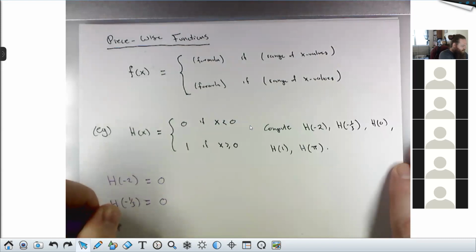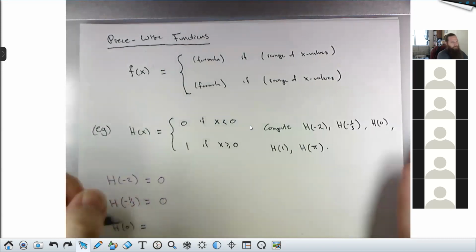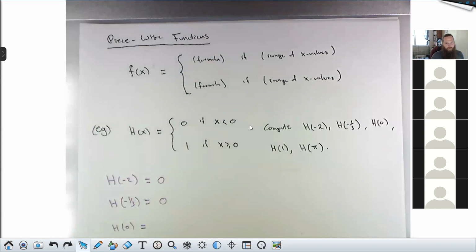Okay. Next one we wanted was h of 0 itself. What is h of 0? Plugging in 0, we get 1. Very good. H of 0 is 1. So 0, the x value I'm plugging in now, is this guy, right? It's greater than or equal to 0. That x value satisfies this range of x values. So the output here is 1.